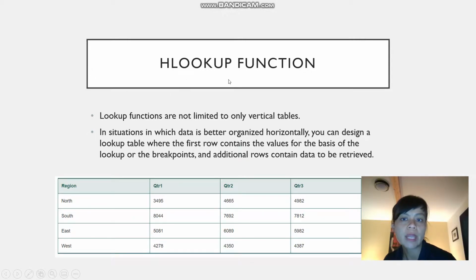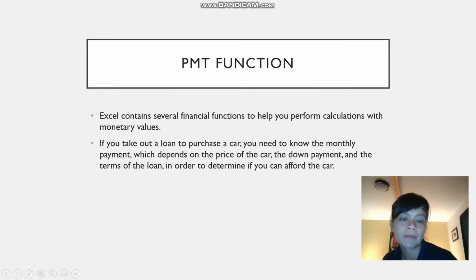Note that there's also an HLOOKUP function. The other one is VLOOKUP, which is vertical lookup. Lookup functions are not just limited to vertical tables. You can also look up horizontal tables. There are cases where a horizontal table is a better way to organize and arrange your data. So it works just like the VLOOKUP function, except that it's horizontal. So you use the HLOOKUP function instead.